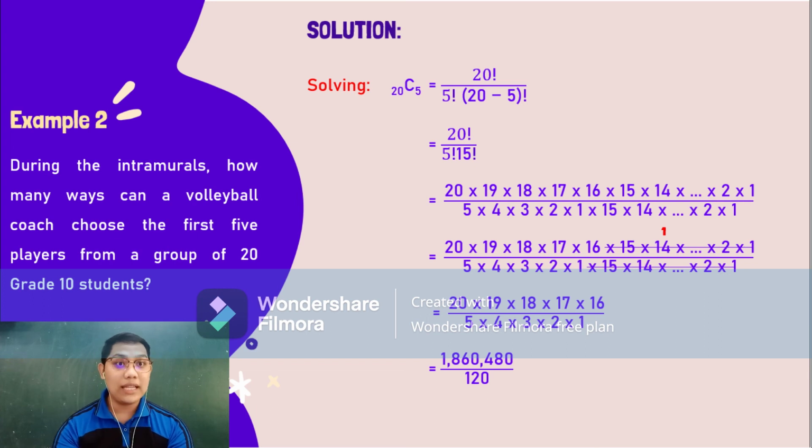Then, pag i-multiply na ato ang denominator, ang 5 times 4 times 3 times 2 times 1, ang product is equal to 120. Then, last step, i-divide na ato. 1,860,480 divided by 120 is equal to 15,504. Therefore, the coach can choose the first 5 players from a group of 20 grade 10 students in 15,504 ways.